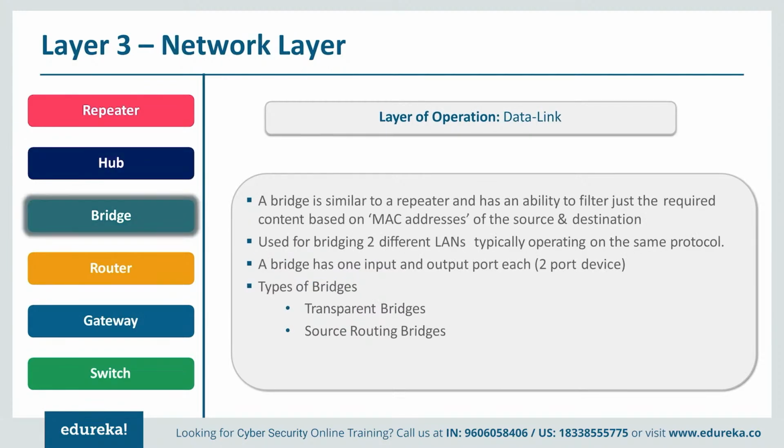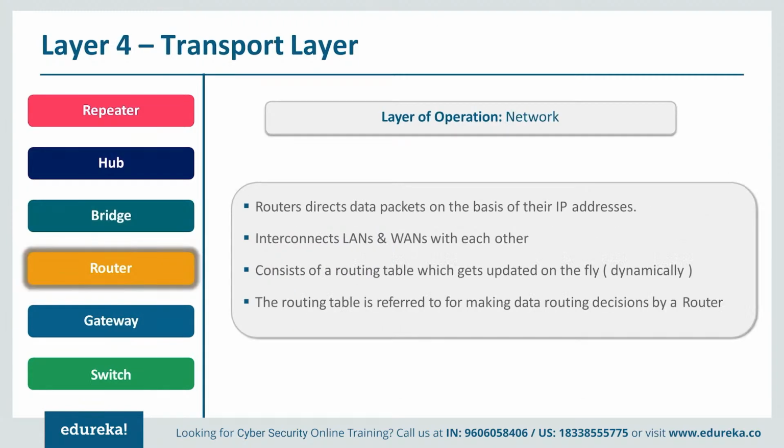Bridge is similar to the repeater and has the ability to filter and forward content based on the MAC address. Router, it's a very important thing. It works on layer 3 and it is an intelligent device wherein it can make communication between two different networks. The switches, hubs, and repeaters work on a single network, a single subnet. They cannot communicate between networks. But the router is an intelligent one. It can communicate between multiple networks and also route traffic between multiple networks.